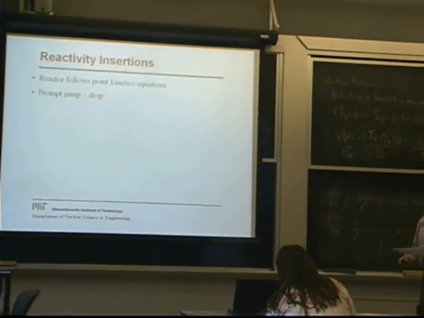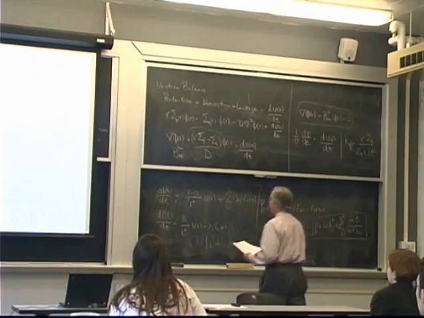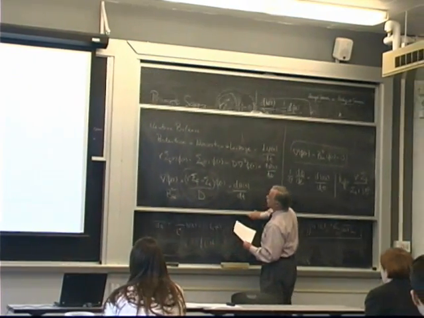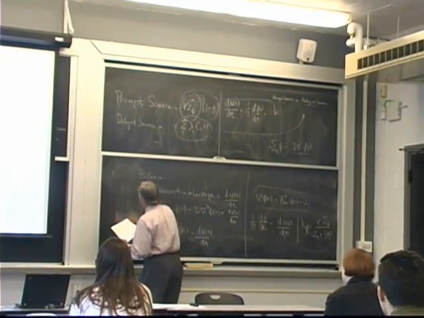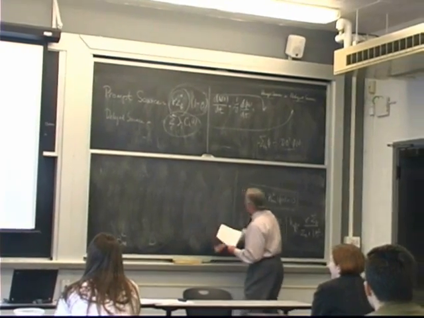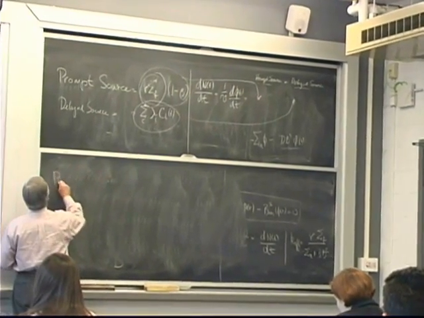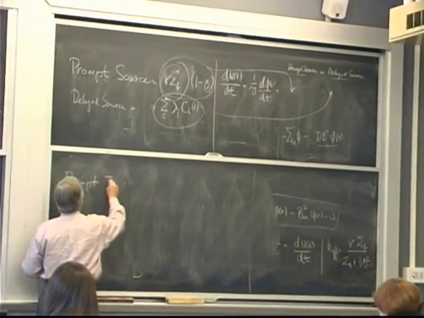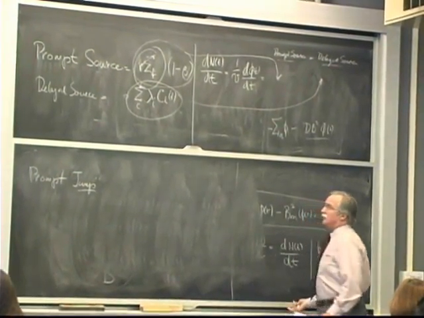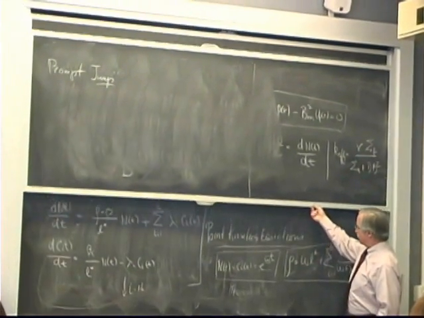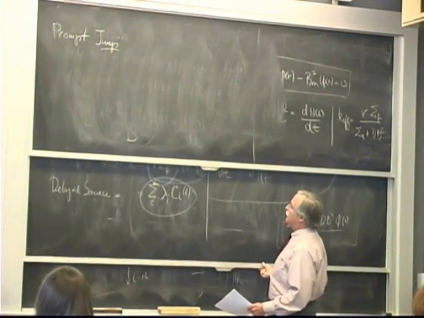Why do you think there's a prompt jump? What does a prompt jump mean? It's okay to speak. It really is okay. A prompt jump. And how would you explain a prompt jump? Suppose I made a change in reactivity. What does that do? Where is my change in reactivity expression? Hopefully it's not erased.